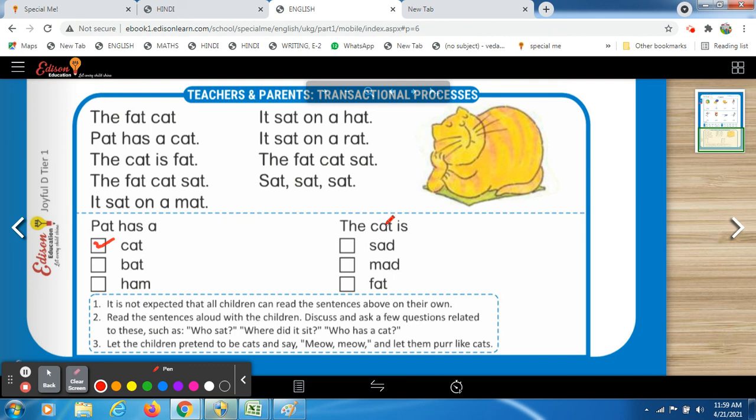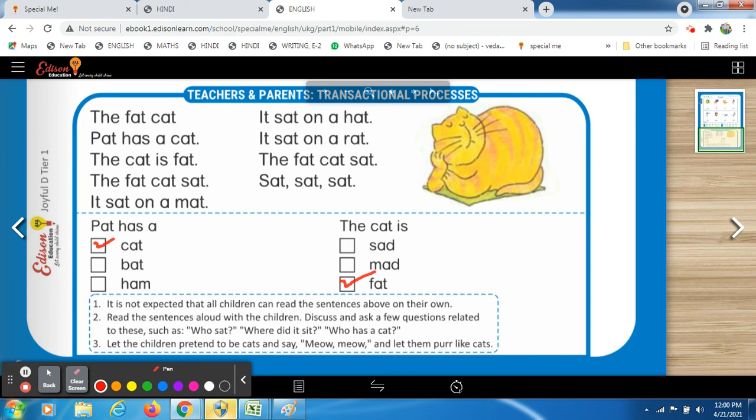The cat, जो cat थी वो कैसी थी? The cat is sad. Is she sad? No. Mad. She is mad? No. Fat. Yes, she is fat. So you have to put a tick over here.